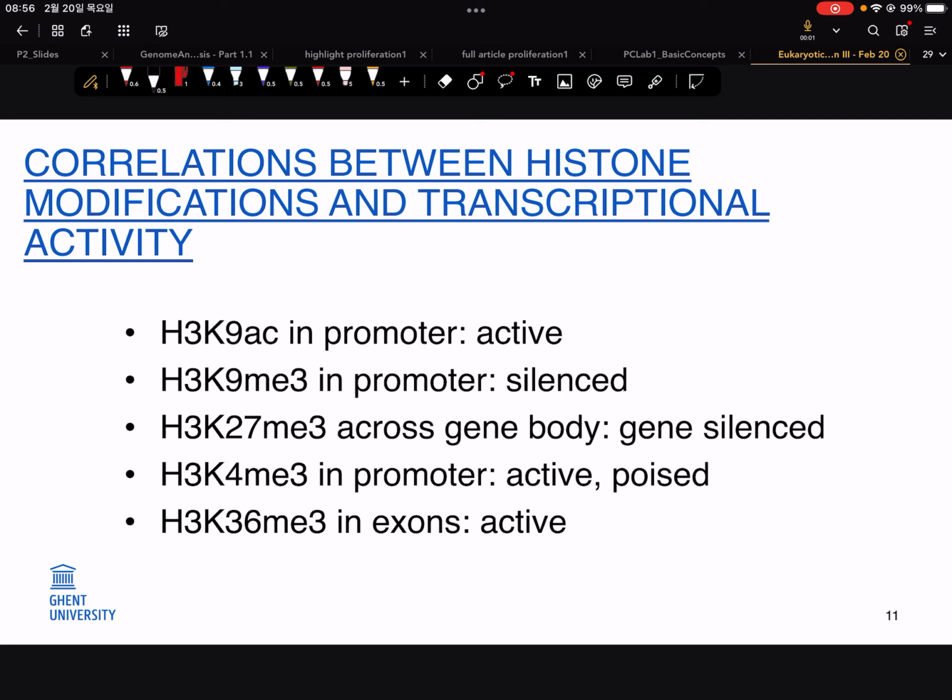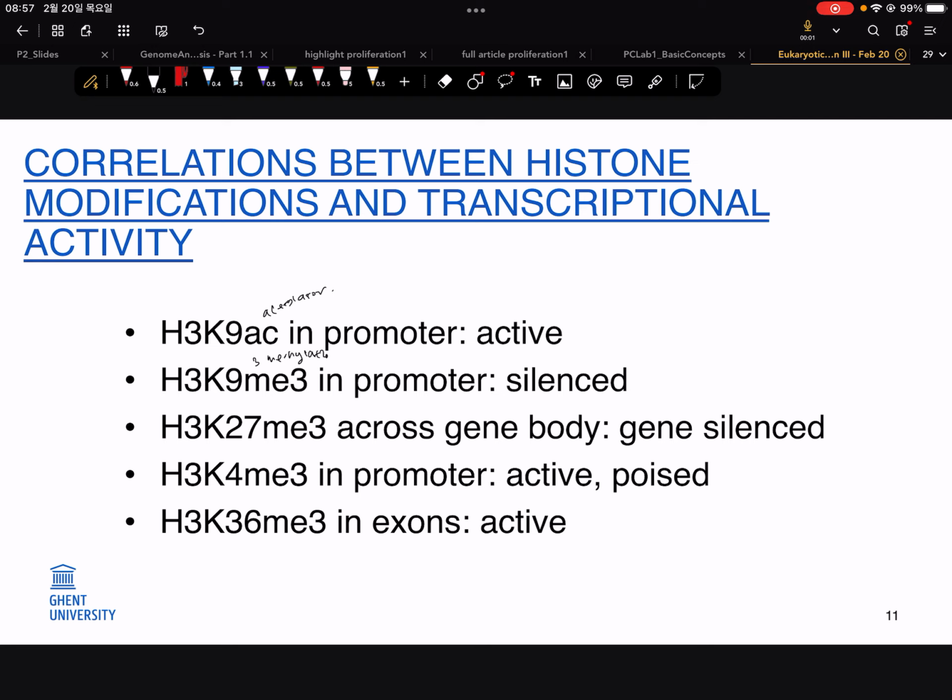It's very often put as a superscript, but my superscript seemed to have disappeared here in my slide. But you can also put it just behind it. You will often see that the AC is shown as a superscript. H3 lysine 9 acetylation. H3 lysine 9 trimethylation. H3 lysine 27 trimethylation. H3 lysine 4 trimethylation, and so on.